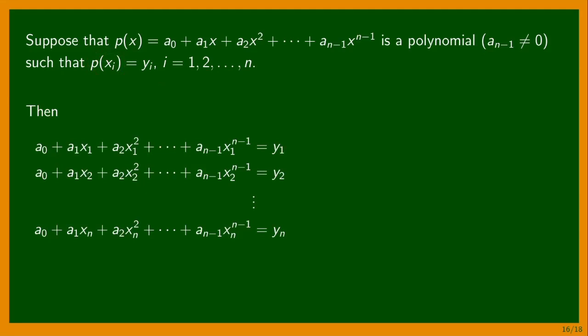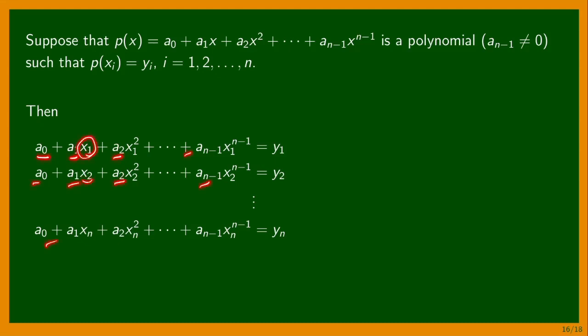Ganito yung lalabas niyan. Ito yung P of x sub 1, in-evaluate si P sa x sub 1. Ito yung P of x sub 2, in-evaluate si P sa x sub 2. Ito yung P of x sub n, in-evaluate si P sa x sub n. Ito yung lumabas, y1, y2, yn. As you can see, we wanted to get the polynomial, right? So, since we wanted to get the polynomial, we are looking for the coefficients a0, a1, a2 up to a n minus 1. So, the unknowns here are actually the a's, right?